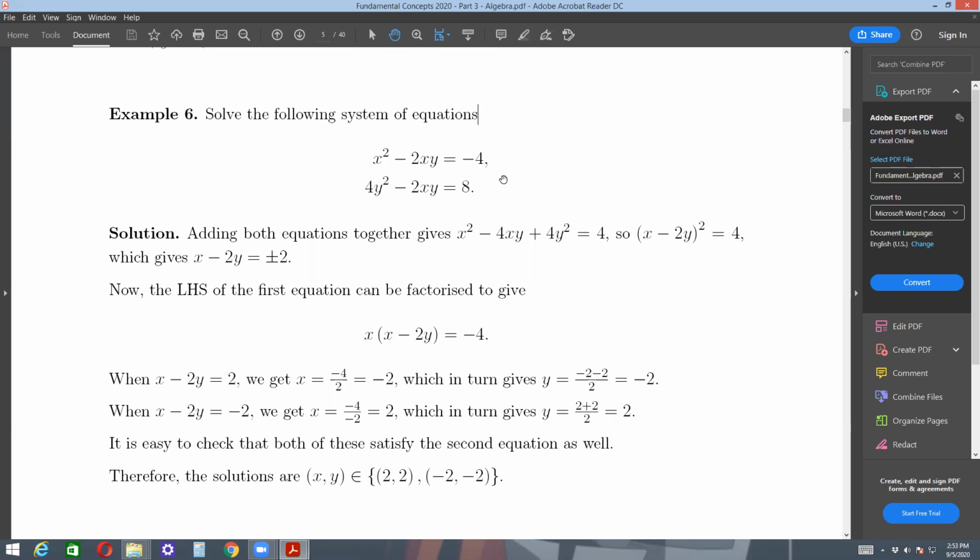So always try to figure out whether if you add them, or if you maybe take 2 times one plus another times plus something times another to eliminate variables, then that would help. So like I said, if I had subtracted here, yes, the 2xy would go away, but it doesn't actually help me solve it. In this case, you actually need to add them and then factorize.